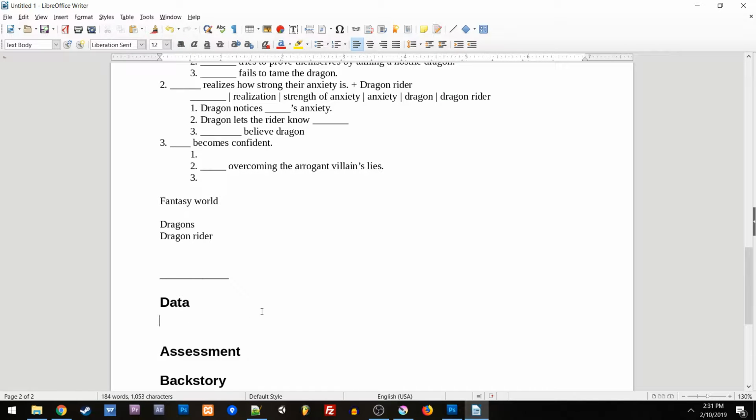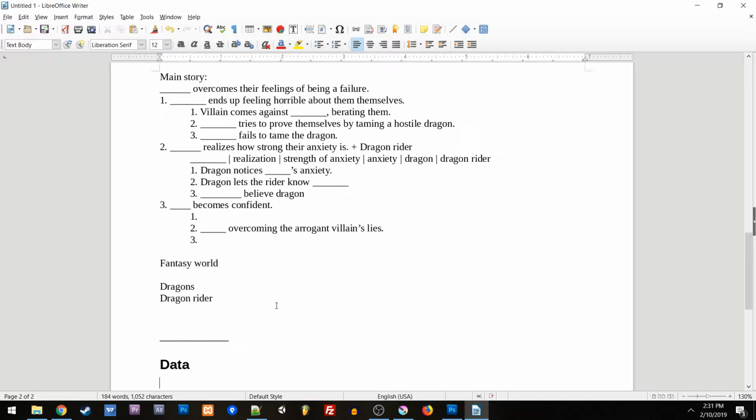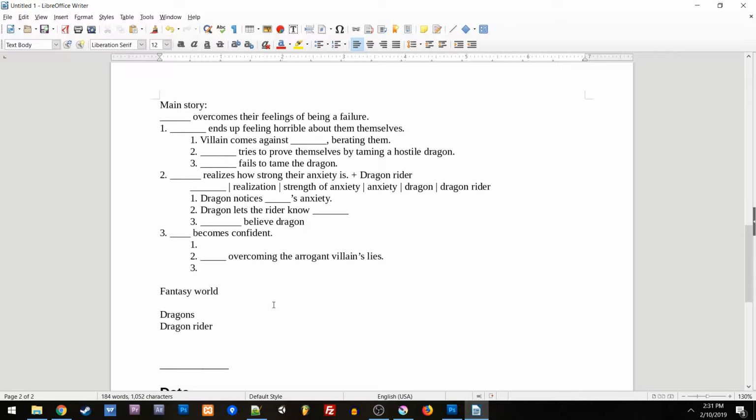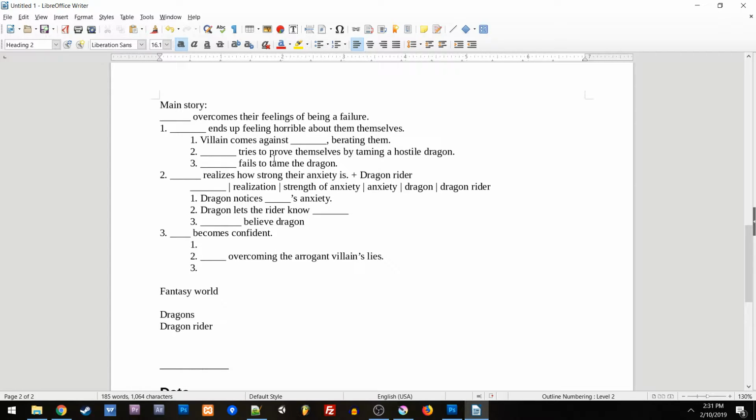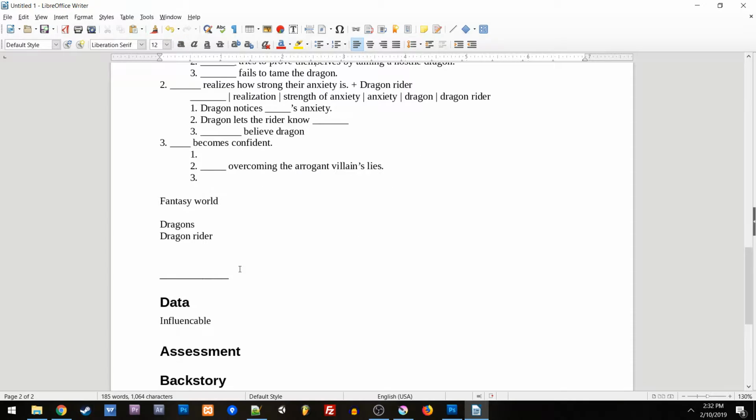So remember with data, what we look at is, well, who are they? What are the pieces that we want them to have? And we need the main character to be influenceable. That's a terrible word, but I'm going to go with it right now. Influenceable. Because the main villain ends up berating them, and that is a piece that impacts them. It impacts them enough that they try to prove themselves. So they need to be influenceable, or perhaps they need to desire to prove themselves.